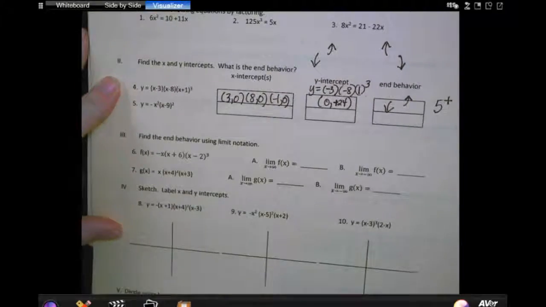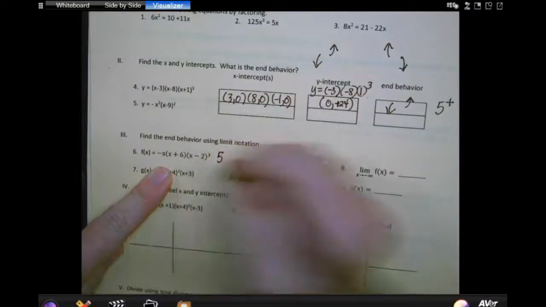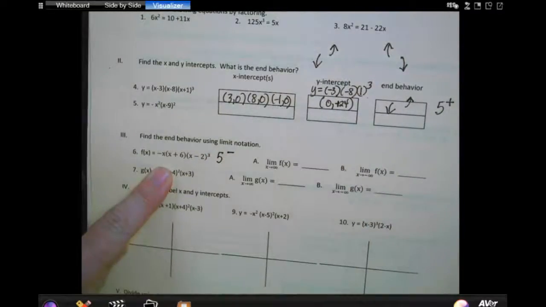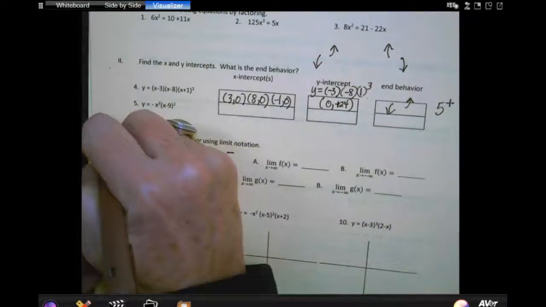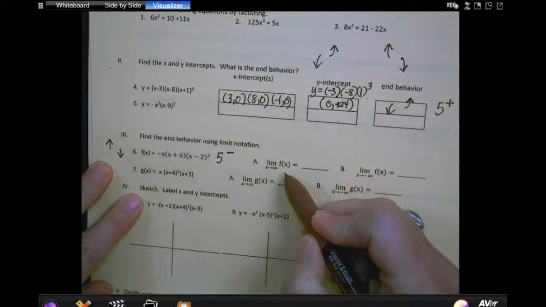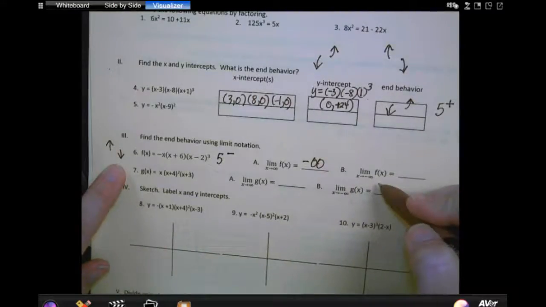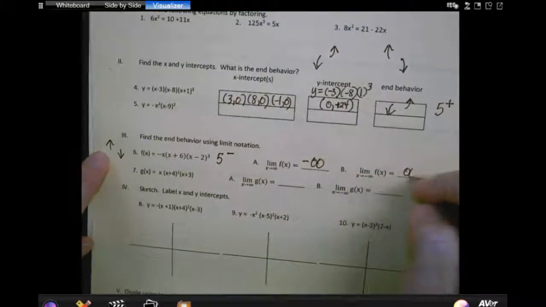All right, here we go. On number 6, first of all, what's the power? It's 5, and the leading coefficient is negative. So what does the end behavior look like? Up and down, right? So the limit as x goes to positive infinity is negative infinity, and the limit as x goes to negative infinity is positive infinity.